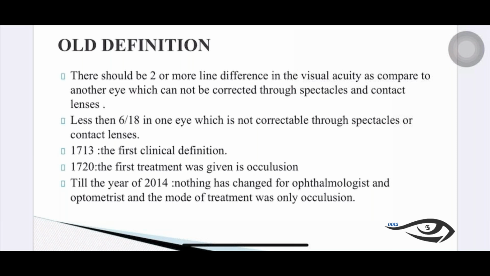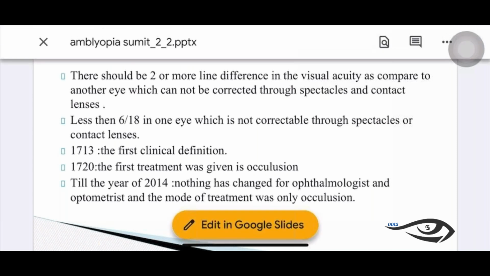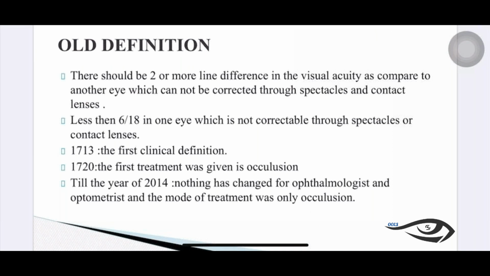So these were a few old definitions, and this definition was given in 1713, which was the first clinical definition, and the first treatment was given in 1720, which was occlusion. Till the year 2014, nothing had changed for the ophthalmologist and optometrist, and the mode of treatment was only occlusion. Until 2014, everybody was using occlusion treatment.